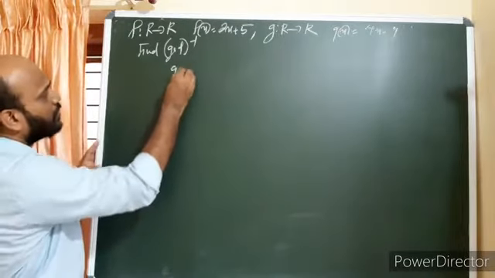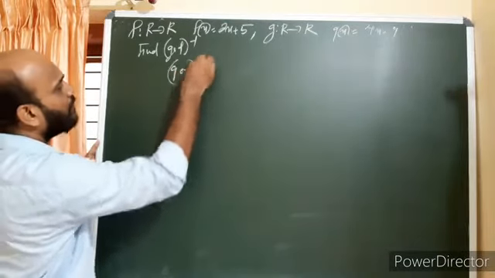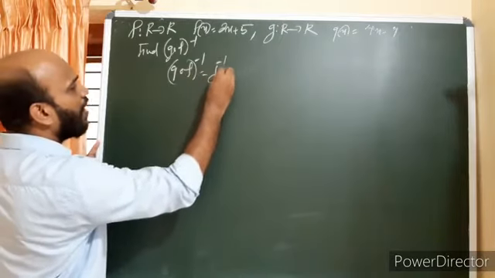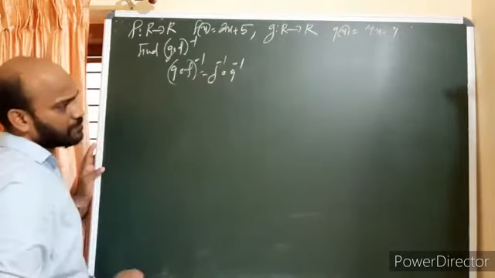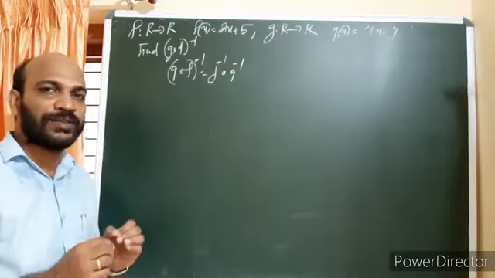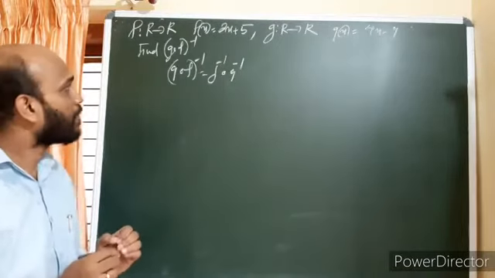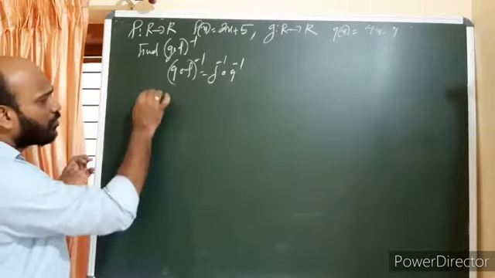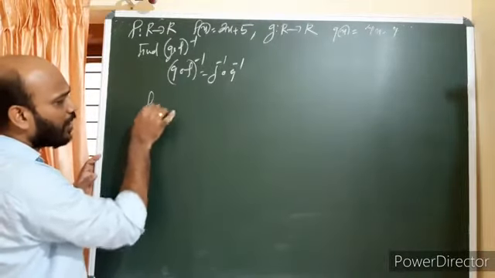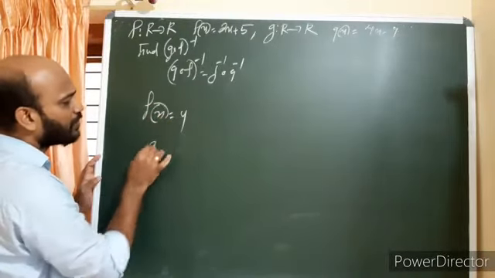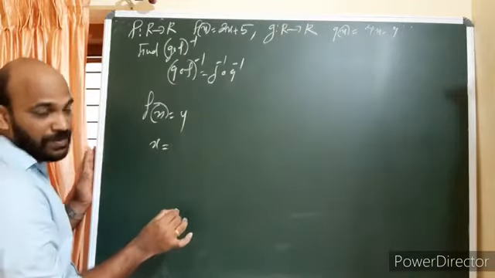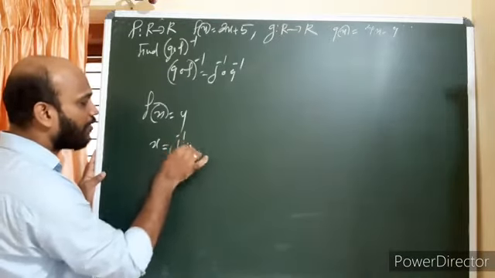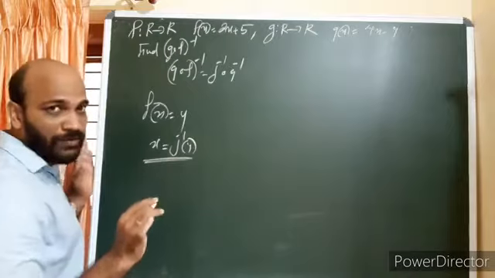What is the formula? (g∘f) inverse is equal to f inverse of g inverse. Anyway, we can use both methods. First, method 1. How can we find the inverse of a function? In order to find the inverse, you take f of x equal to y, then find the value of x. The value of x will be equal to f inverse of y. This formula we can use.